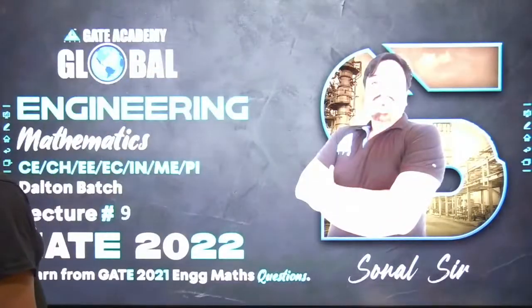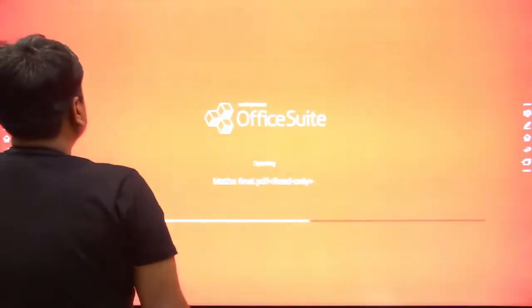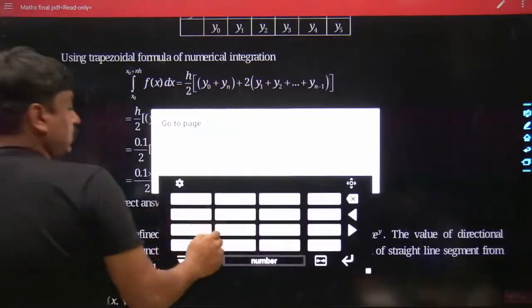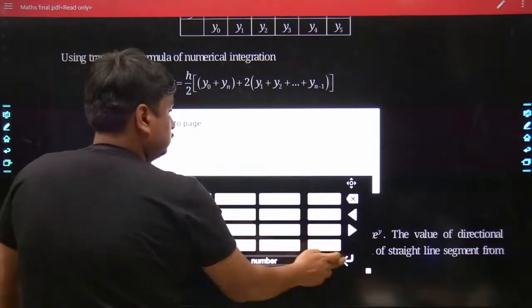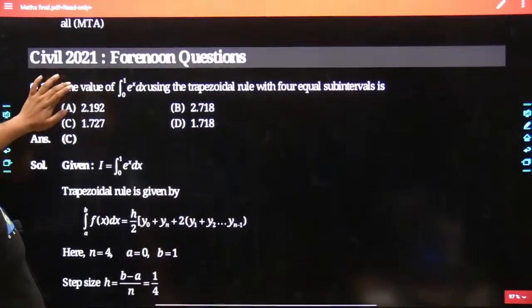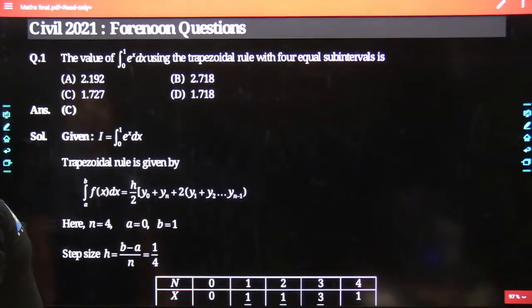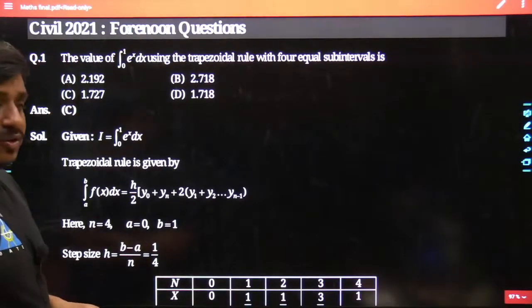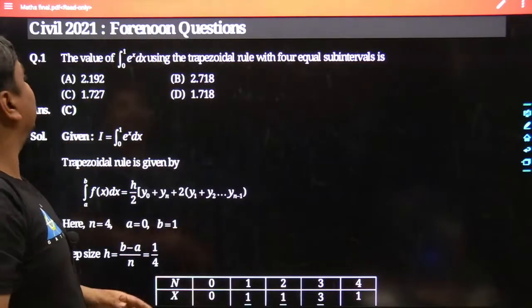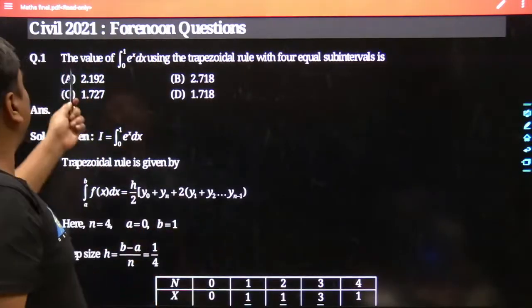Okay then, keep aside each and everything. Let me go back. The first question which I would be taking in today's class comes from page number 16. The problem appeared in civil engineering year of 2021, and they had 2 sessions. So this problem is coming from the forenoon session. Let's see what the problem exactly states.